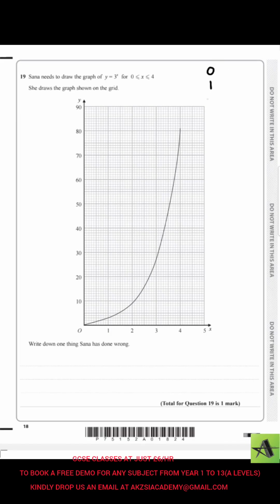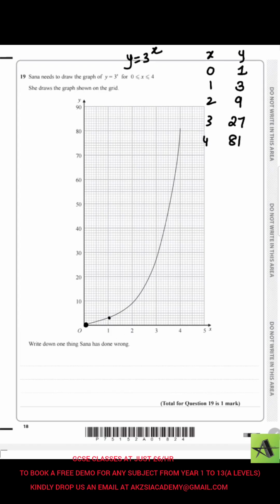So 0, 1, 2, 3, 4, and I need to put these values of x one by one to get the y coordinates. So this is the x coordinate, and y equals 3 to the power of x. When I put x equals 0, it gives me 1. When I put x equals 1, it gives me 3. When I put x equals 2, it's 9. For 3, it's 27. And on putting x equals 4, it's 81. If I check, I'll get to know that the first coordinate they have drawn is 0, 0, but it has to be 0, 1. For the others, it's fine.